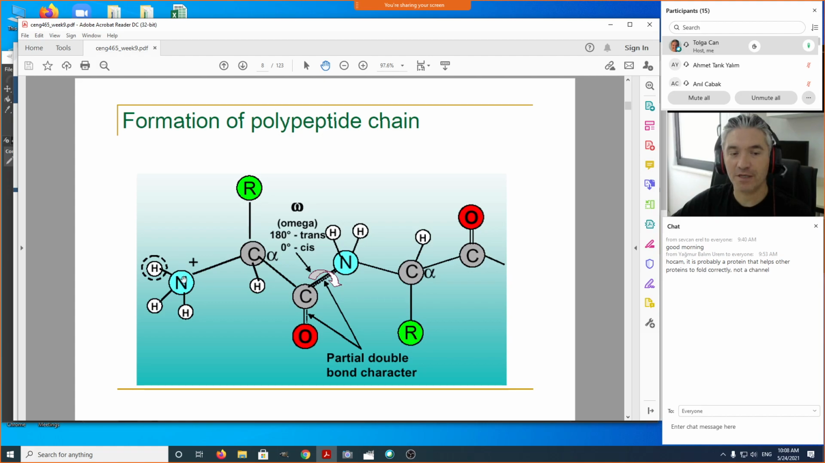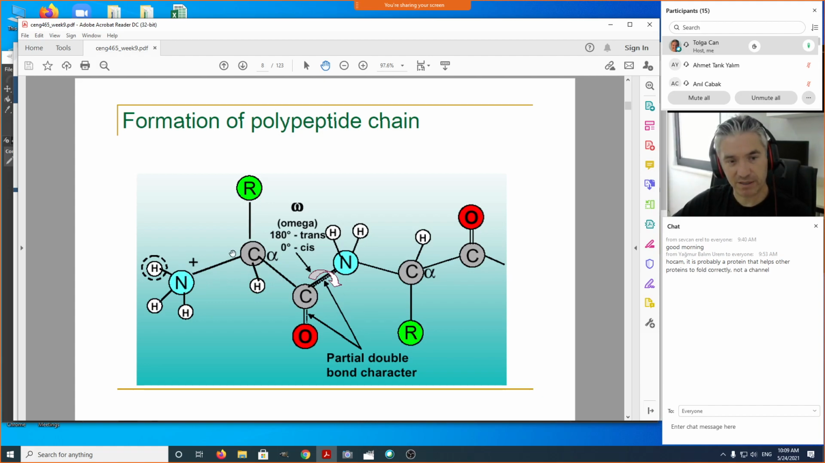So from the first N to the last C, there's the chain of amino acids, one after another, bound together like this. And although the lengths of these bonds are fixed, they are rotatable. So what makes this shape, for example, when it's 0 degrees, it's called cis, and at 180 degrees it's trans. And this is the angle that this bond makes.